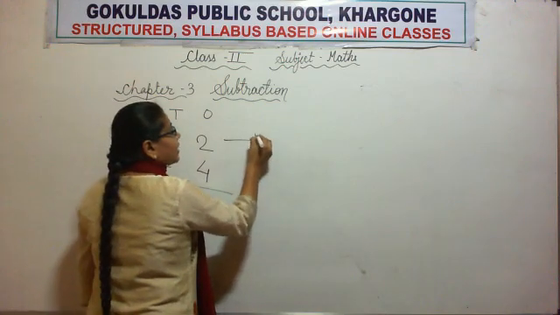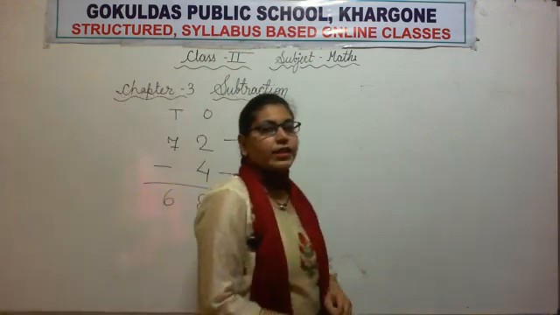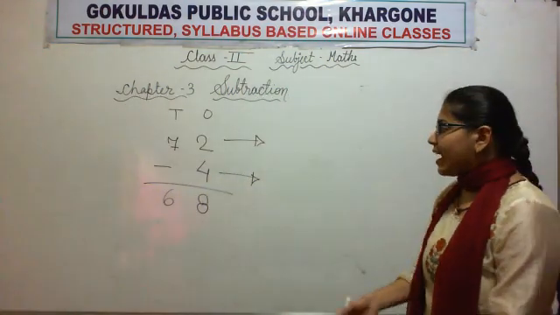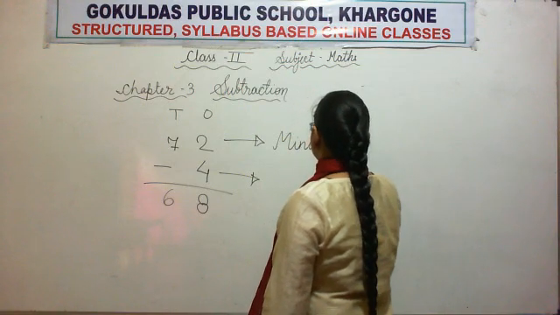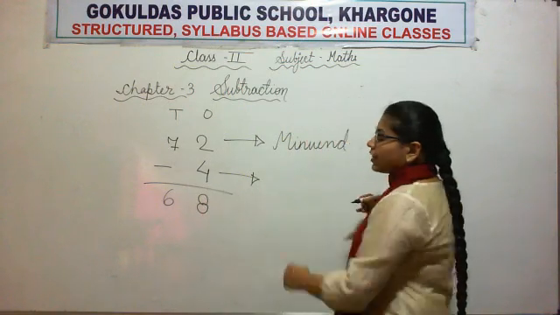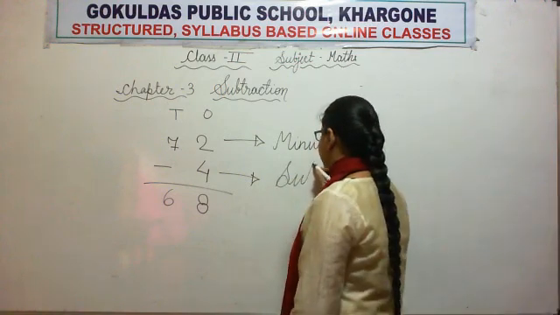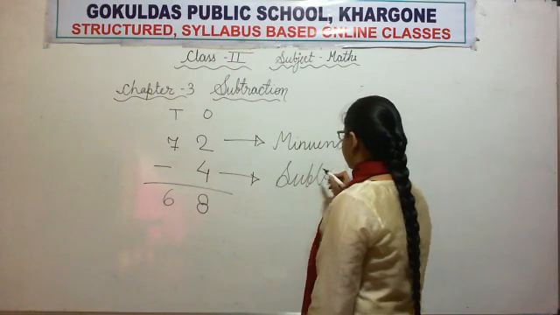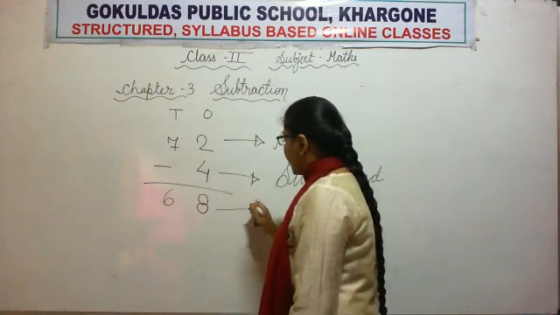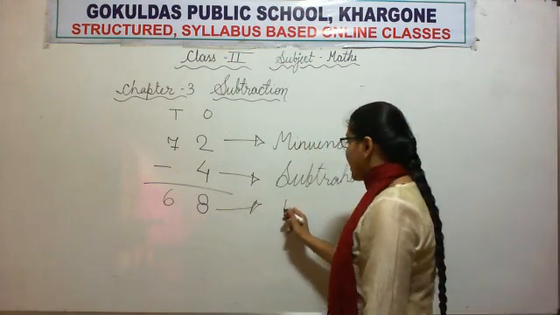So what do we call it? Yes, we call it minuend. What do we call this term? Very good. We call it subtrahend. Okay. And what do we call this result? We call it difference. Very good.